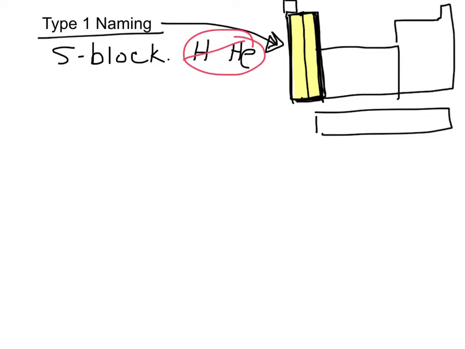So if we start with any of those, for instance, say I have MgCl2 and I want to name it. So what I do is I name the first, which is magnesium.